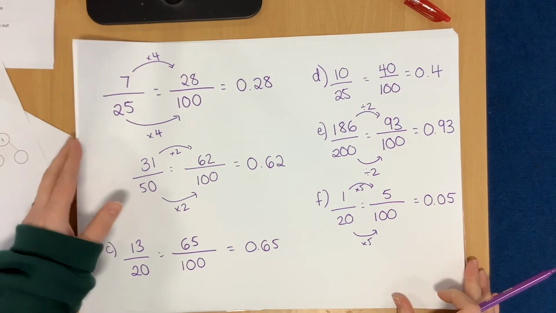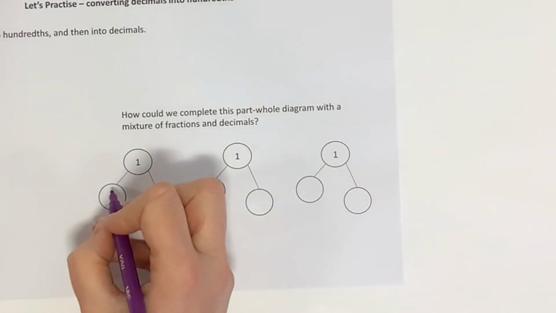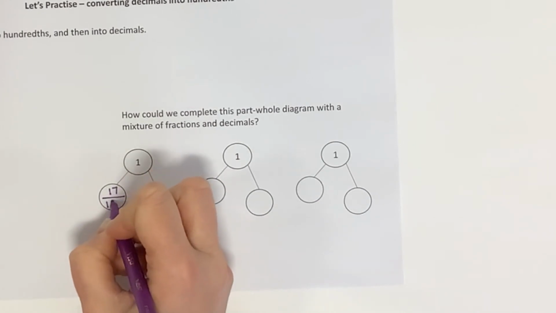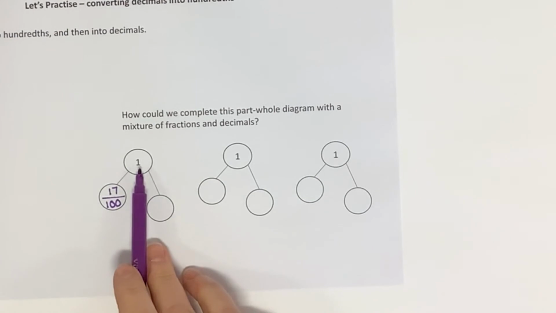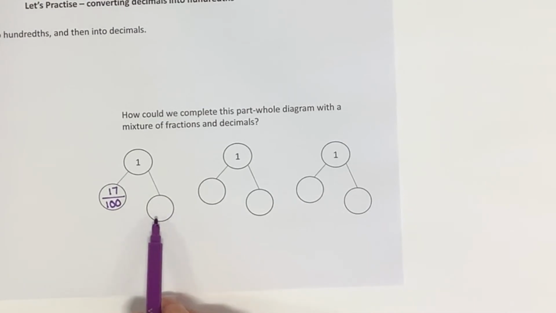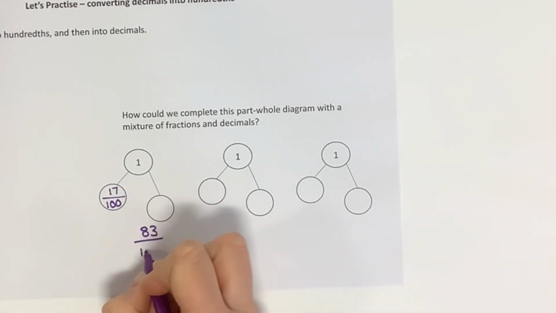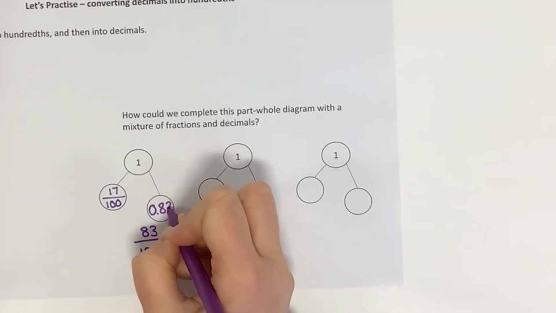Okay, last little bit then, it's another part-whole diagram. So same thing as last time, but now we're going to do hundredths. So let's imagine that I had 17 hundredths here. How many hundredths would I need to make up to a whole one? Well, 100 take away 17 is 83. So I would have 83 hundredths here. Obviously, as a fraction, that would look like that. I would like it as a decimal, so 0.83.